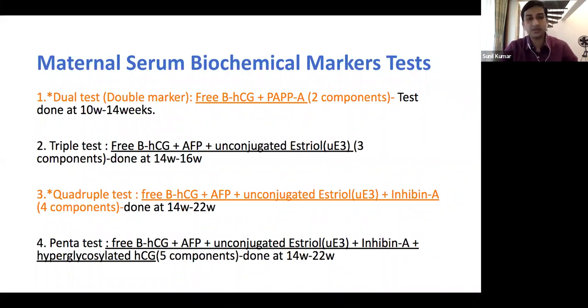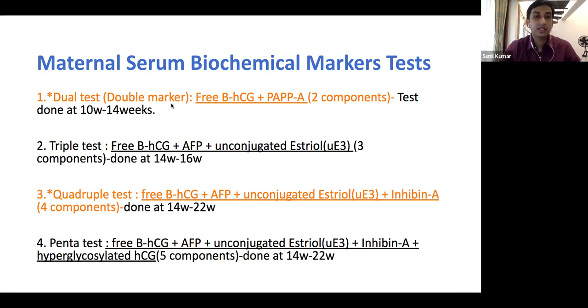Third is the quadruple test, where 4 components are there: free beta HCG plus AFP plus unconjugated estriol plus inhibin A, which is done best between 14 weeks to 22 weeks. There is something advanced called the penta test, which only some dedicated fetal medicine centers advise. The penta test includes free beta HCG plus AFP plus unconjugated estriol plus inhibin plus hyperglycosylated HCG. That is 5 components. This test is done between 14 weeks to 22 weeks.